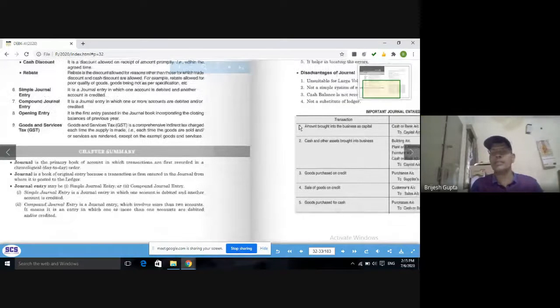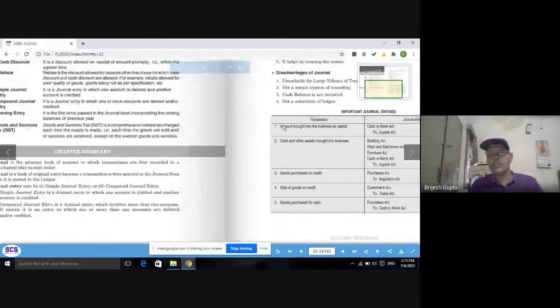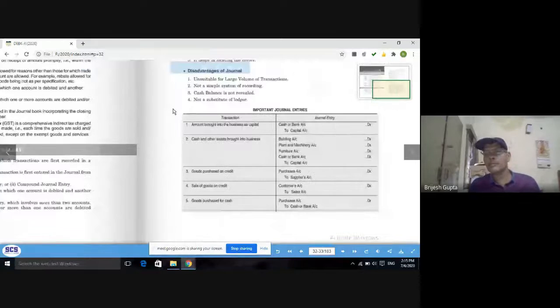These are transactions we were discussing. What transactions did we discuss? First transaction we discussed is amount brought in the business or capital invested by the businessman. This transaction we have done. So what is the entry for this? Cash account debit or bank account debit to capital account. This entry we have done.